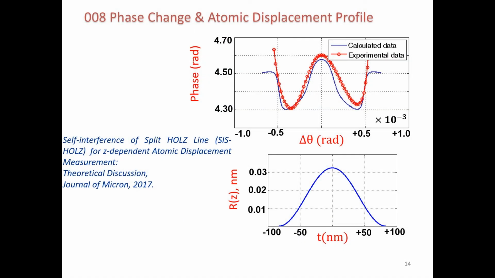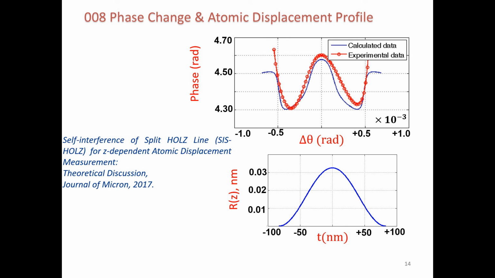Comparing the experimental results and the simulated solution gives the best match for the bell-shaped displacement profile. The details of this approach is presented in the Journal of Micron as indicated. In this paper, you will see the difference of other profiles for various HOLZ lines and different thicknesses as well as the atomic displacement amplitudes.